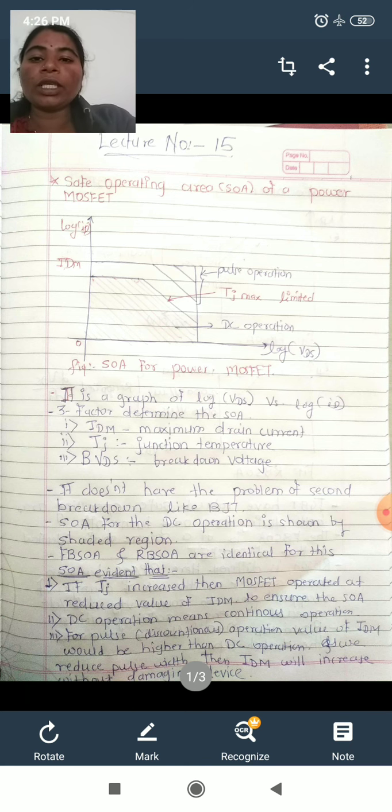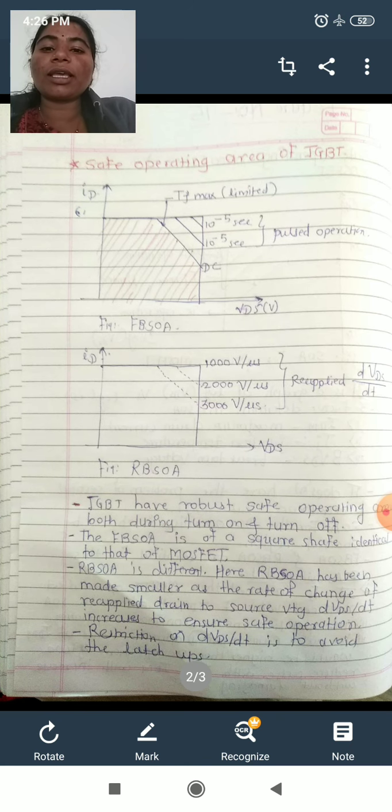Now see the second point, that is the safe operating area of the IGBT. IGBT is nothing but the insulated gate bipolar transistor. Here, as we learned in the previous point, for the MOSFET the forward biased safe operating area and reverse biased safe operating area are identical. Now here in the IGBT, the forward biased safe operating area and reverse biased safe operating area are different.